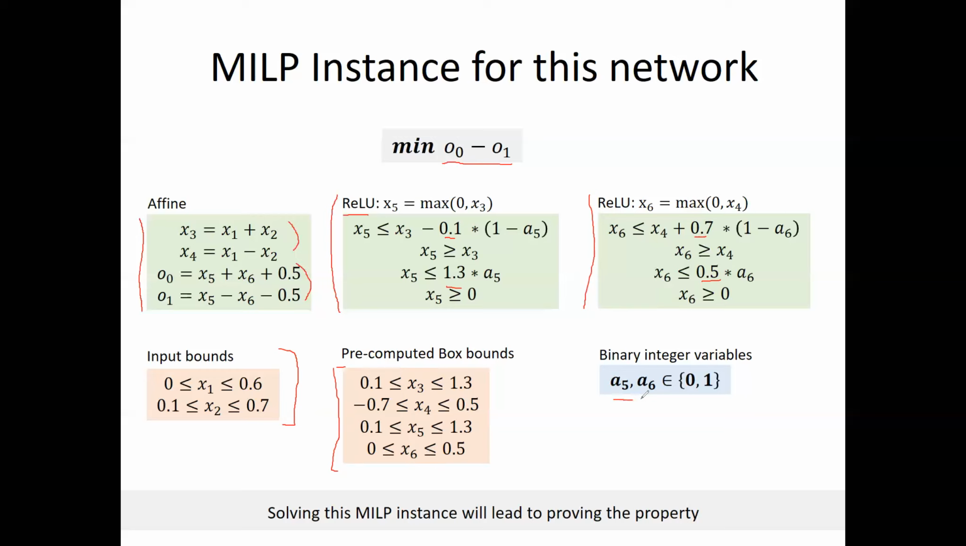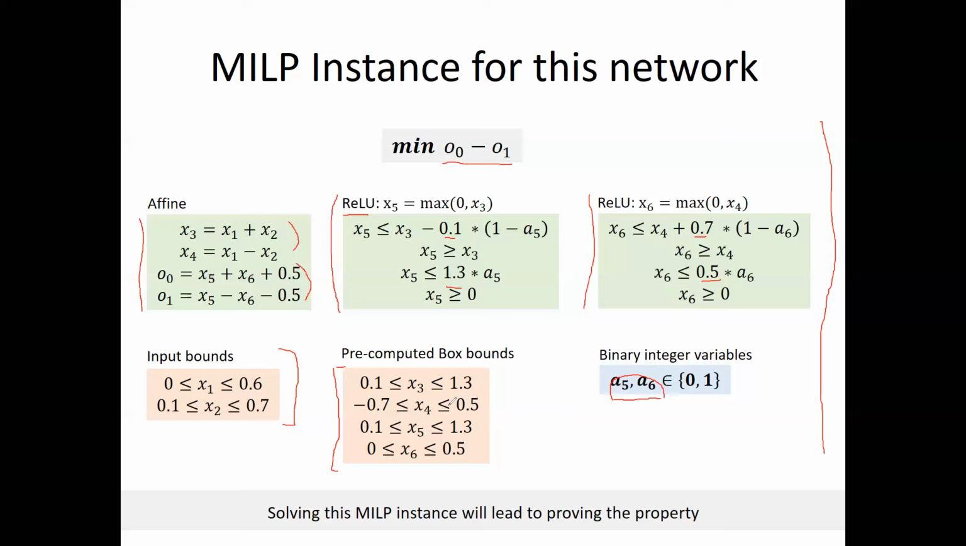Here are your binary integer variables. You have as many binary integer variables as you have ReLUs, and as you remember, they take the values 0 and 1. So this is your MILP instance, right? You can feed this MILP instance to your mixed integer linear solver, and it's going to be able to prove the property that O0 is strictly greater than O1 using all of these constraints that we have accumulated here.